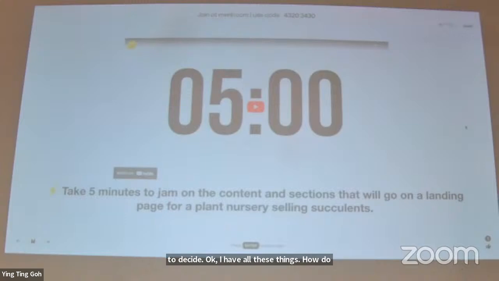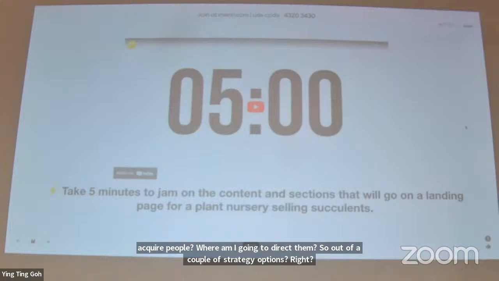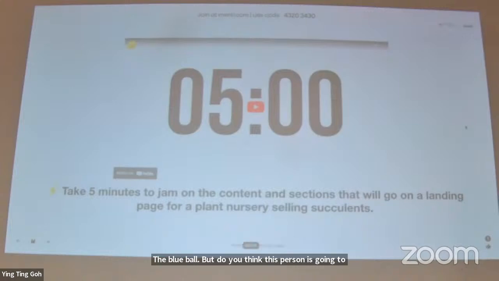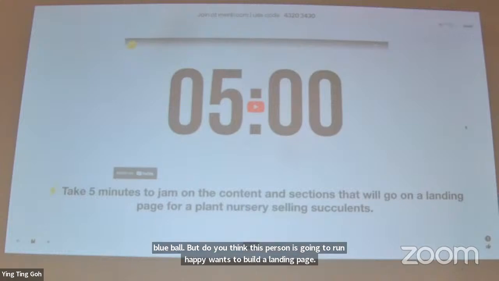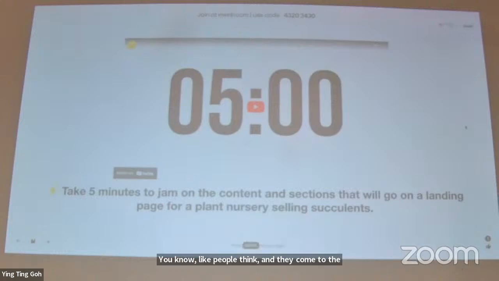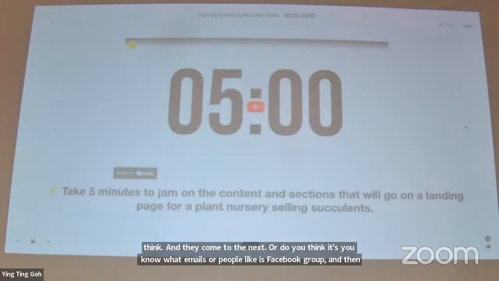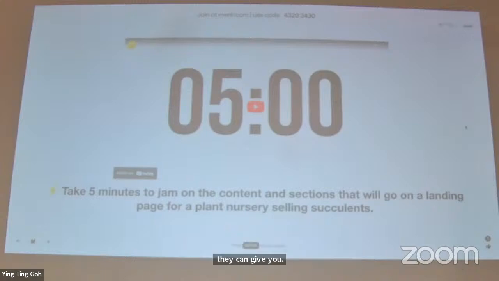So I'm just going to come up with a couple of strategies on it, right? We'll do more. But do you think this person is going to run an ad campaign and wants to build a landing page, where people click an ad and come to the landing page? Or is it for email subscribers or people who visit his Facebook group and then click in to the link? Which one? Okay, so he has a very active Facebook group.